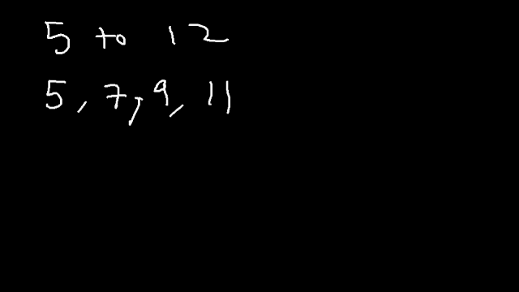If it was exclusive, that means it doesn't include 5 or 12. So exclusive would be 7, 9, and 11. So if you want to find all of the odd integers between 5 and 12, exclusive, not including 5 and 12, it's 7, 9, and 11.